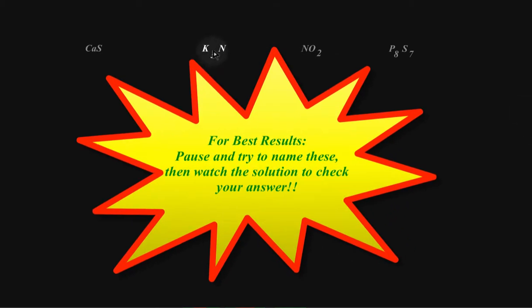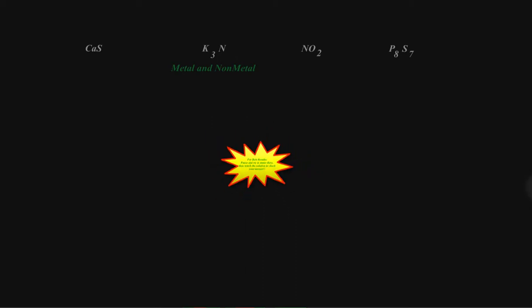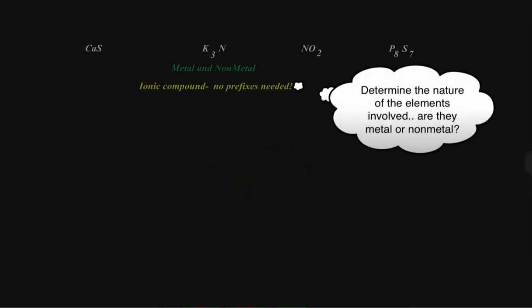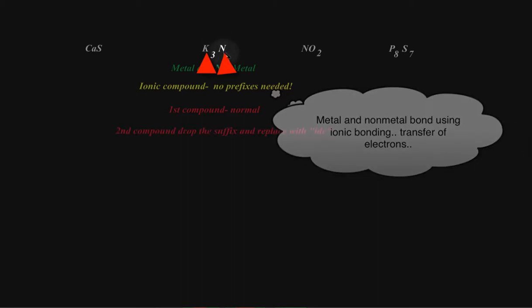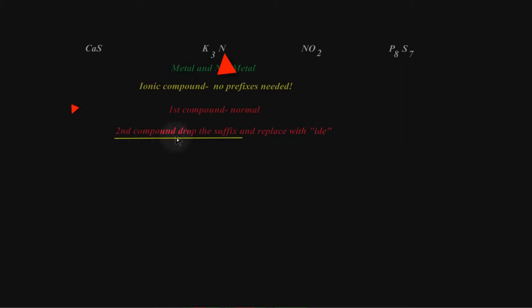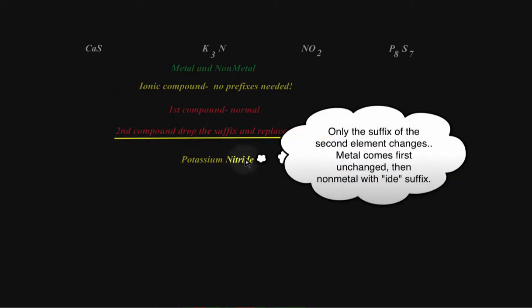Let's do the second one. Here we have, again, a metal and a non-metal, so another ionic compound, no prefixes needed. So all we do is rewrite the first term, potassium, so just write down the word potassium. And the second term, we're going to drop the nitrogen, the gen part, and replace it with "-ide". Drop the suffix, add "-ide". Potassium nitride.